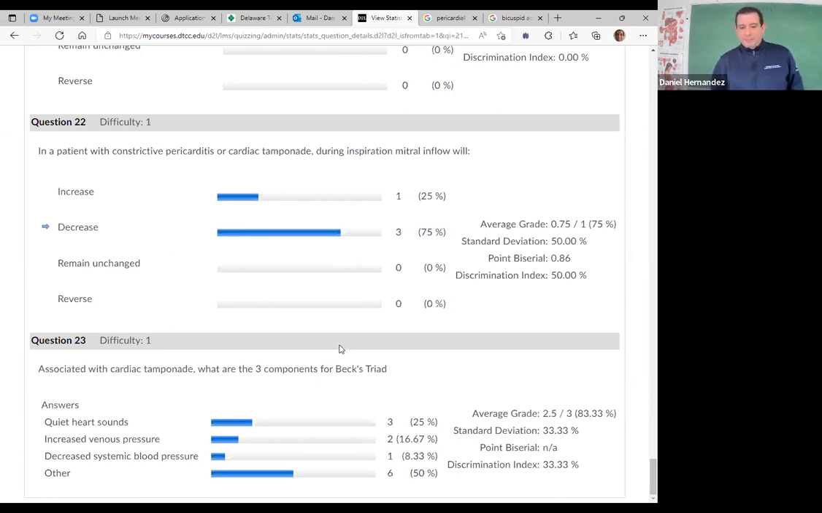And then Beck's triad, when we're talking about cardiac tamponade, it's going to be quiet heart sounds, increased venous pressure, and then decreased systemic blood pressure.